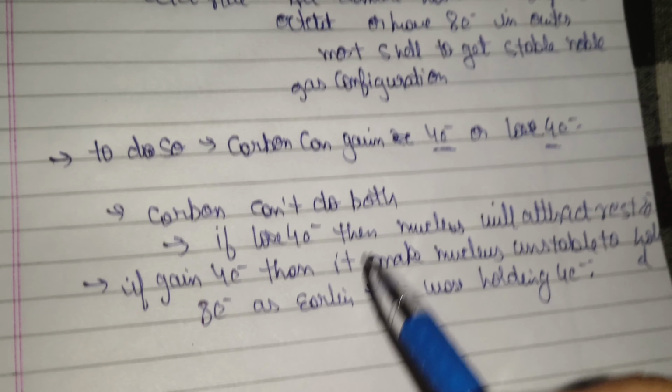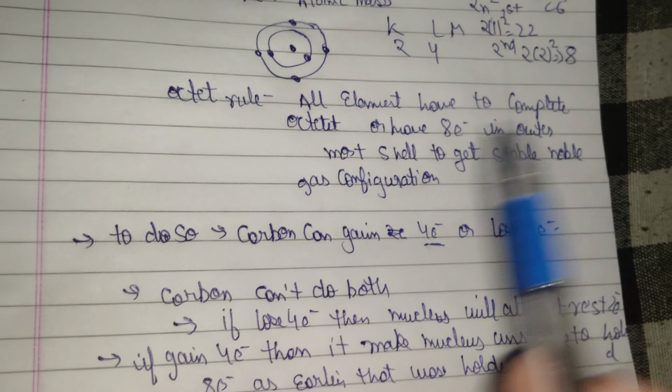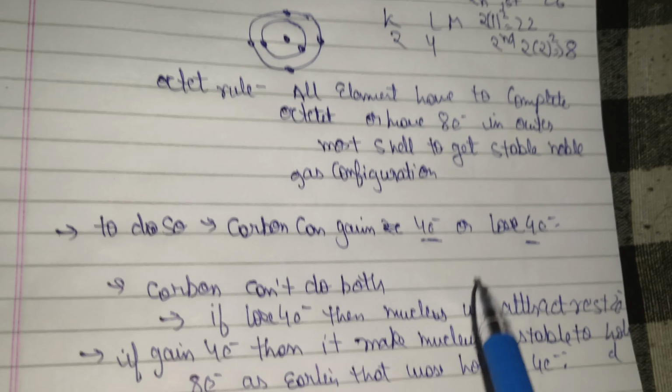As earlier, if we gain 4 electrons, the atom was holding only 4 electrons, and now it has an extra 4 electrons, which obviously makes the atom unstable, because the nucleus can't hold 4 more electrons. That can be too much for the nucleus. At the same time, if it loses 4 electrons, the nucleus will attract the remaining 2 electrons towards it, because the force of attraction will gradually increase.